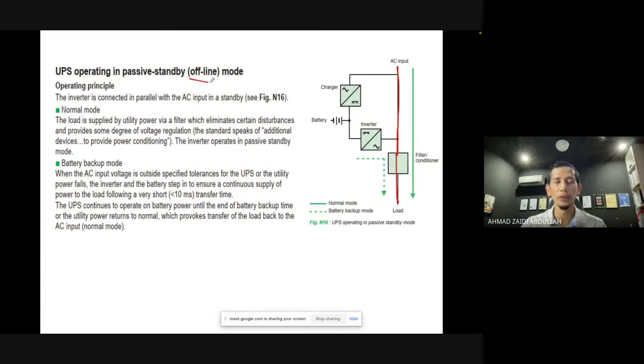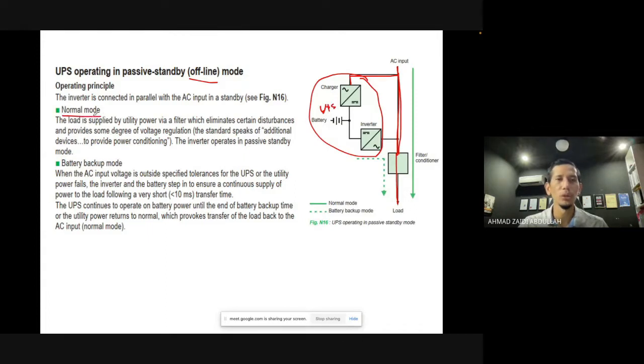This is for offline. The inverter is connected in parallel with the AC input in standby. If it is offline like this, it is just parallel. So this is our UPS, we just connect to the input. Our load is paralleled with our UPS, which is the complete set of UPS. We have the charger, inverter and battery.